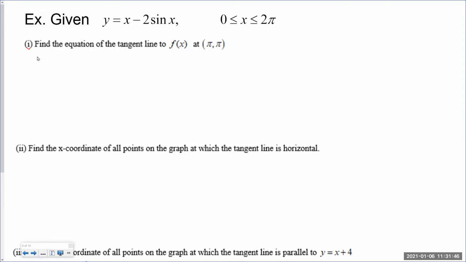Okay, so find the equation of the tangent line, okay, at pi, and here's your function. All right, when I need an equation of a tangent line, what 2 things do I need? A point and a slope. So I'm going to write that down. And everything needs to be a number.